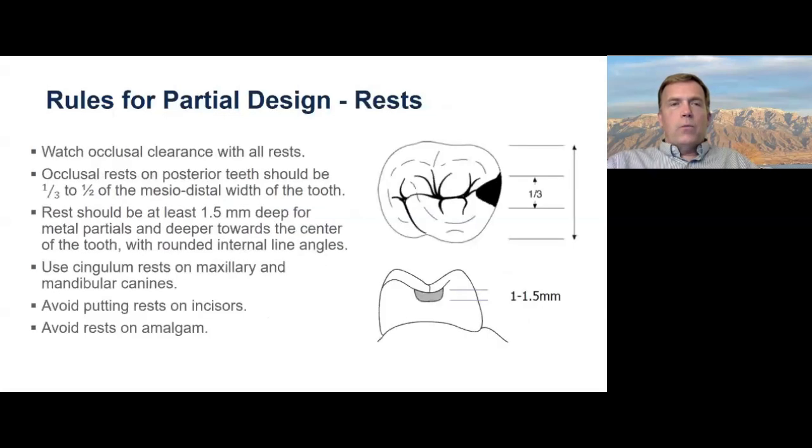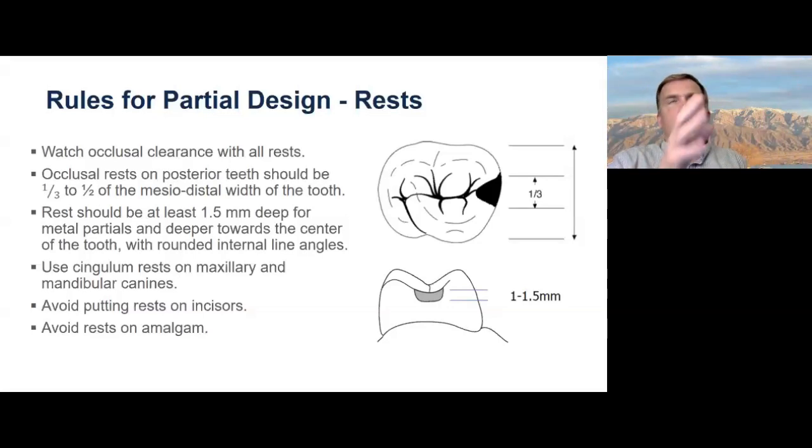So let's talk about our rests or our stops on our partial. We want to make sure we have enough occlusal clearance for them. Our occlusal rests on our posterior teeth, we want them to be half to a third of the mesial distal width of the tooth. And they should be 1.5 millimeters deep and rounded.